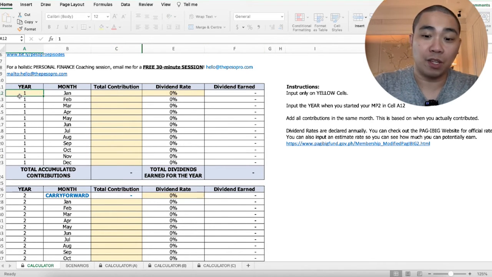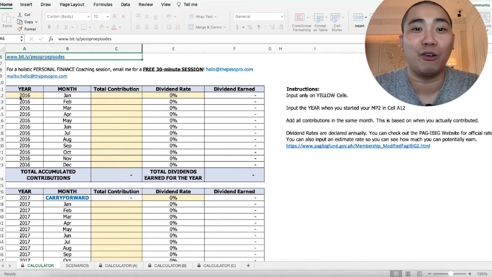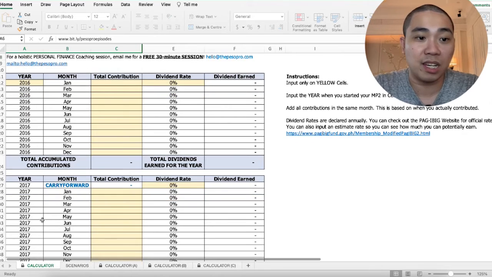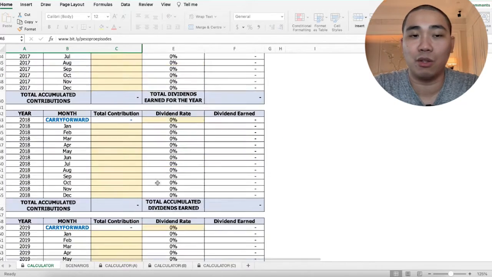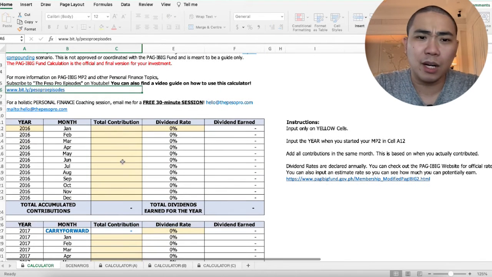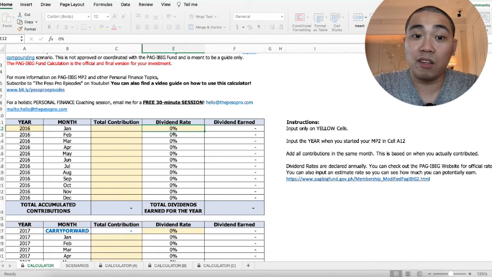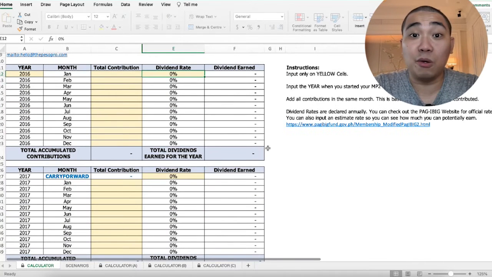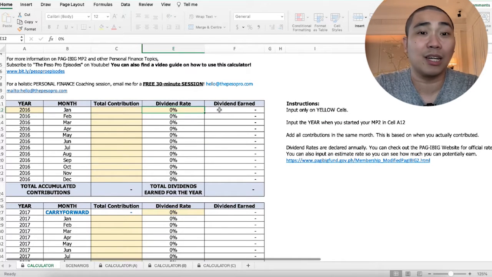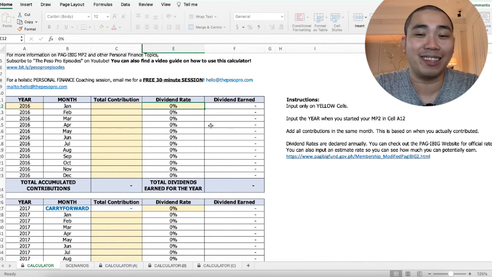So sa year, you can start again. Gagamitin natin 2016 to 2020 para meron tayong rates na ready na. So what you will use is 2016, you will notice na nag-auto na po yung mga white cells. So you don't have to change that. Yung yellow cells ang kailangan i-input para mas madali. Now, you will notice na yung dividend rates every year may yellow cell, meaning you will have to input a dividend rate every year.